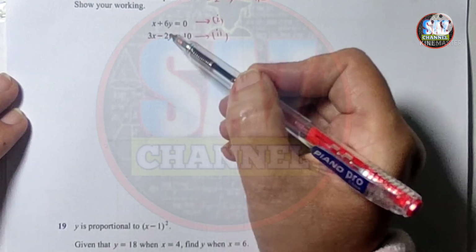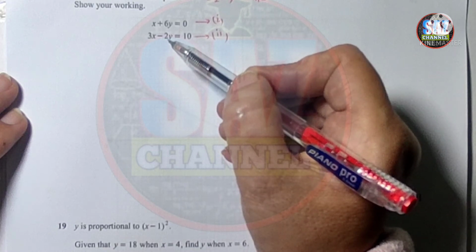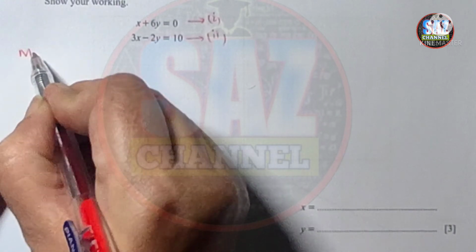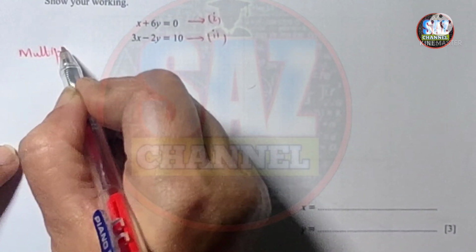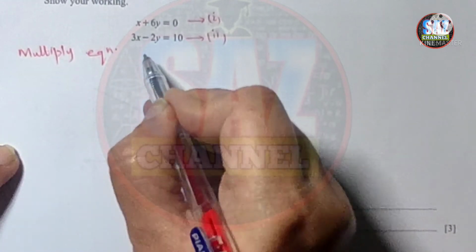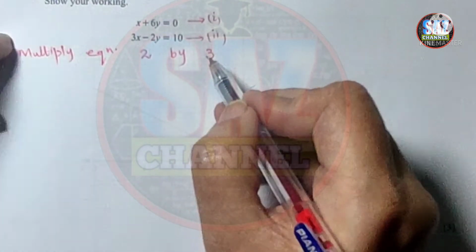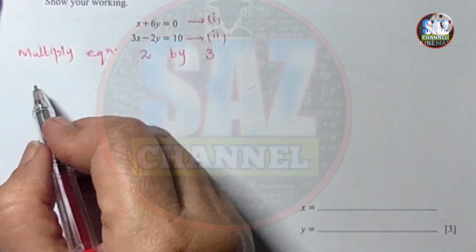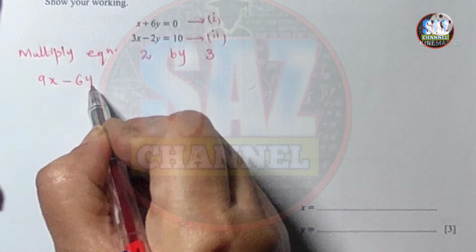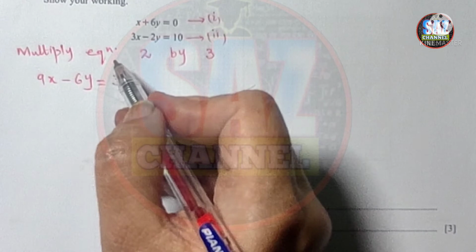What we can do is multiply the second equation by 3 on both sides. Multiply equation 2 by 3. And when I'm multiplying equation 2 by 3, the equation takes the form 9x minus 6y equals 30. Okay, really important concept and really easy.